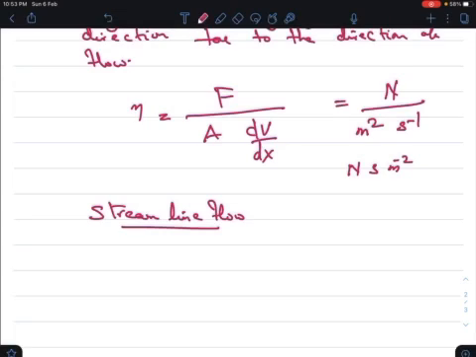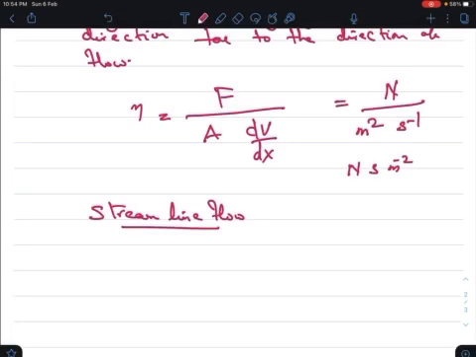Turbulent flow is just the opposite of it. It is not orderly flow, it is a zigzag. The flow is somewhat like a zigzag manner. It happens if the pressure difference between the two ends of the pipe is very large, or if there is a constriction in the pipe, then the velocity of the liquid becomes too large at various points. So it is not the same at every point. Such a flow is called turbulent flow.